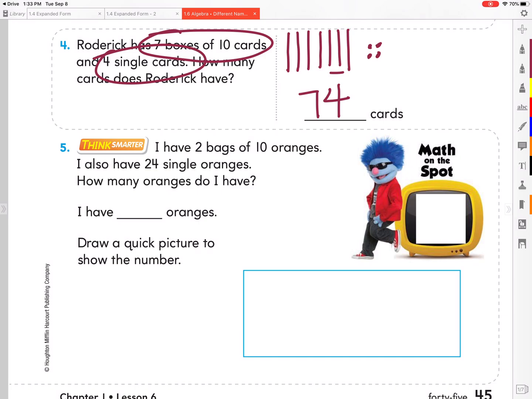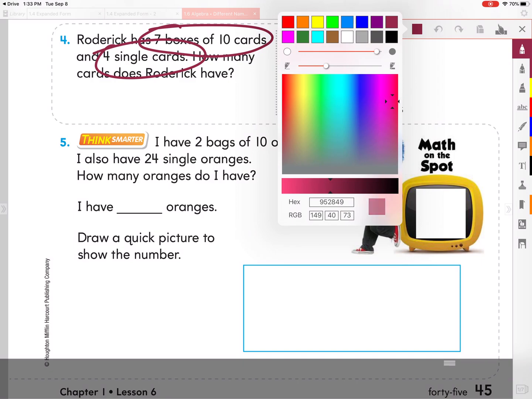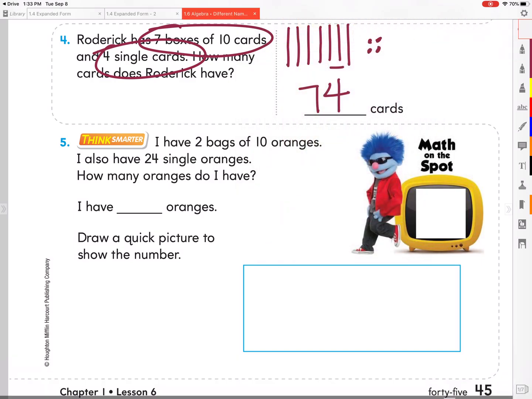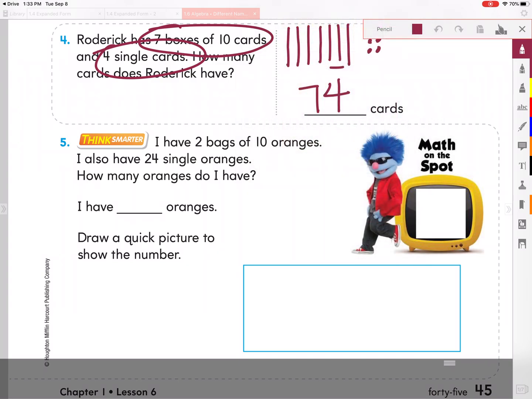Well, now guess what? We're talking about 2 bags. Well, each bag has 10 oranges. So they took their 10 oranges and they traded up for a bag. So I'm going to use what to show a group of 10? I'm going to use a rod. A rod shows a group of 10. And I now have 2 groups of 10. Well, now I have 24 single oranges.